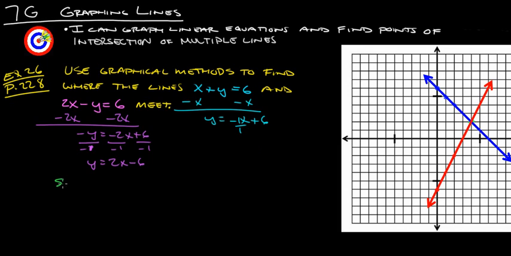The intersection is at, let's see, 1, 2, 3, 4, and up 2. So it's at 4, 2. So that's how you can do that by graphing it.